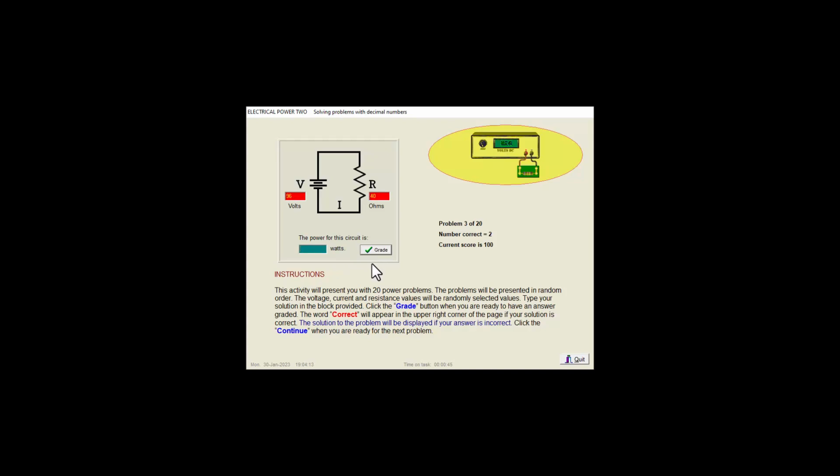And V and R again, so I have 96 squared divided by 40 ohms, 230.4. V and R again, V squared over R is 140.8 squared divided by 110, 180.2.